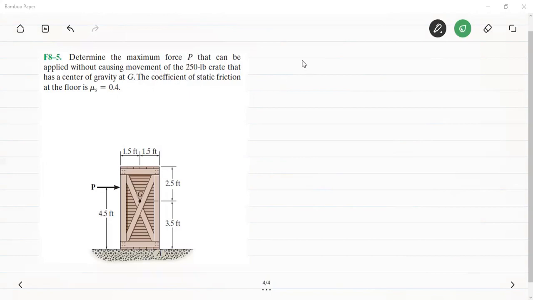So here it is asking for the maximum force without causing any movement. There can be two kinds of movement. See here, in this question the dimensions of the block are given. If no dimensions had been given, we could have checked only the condition of slipping, because without the dimensions we can't check the condition of tipping. Since both dimensions are given here, we have to check both conditions: one condition of slipping and another condition of tipping.